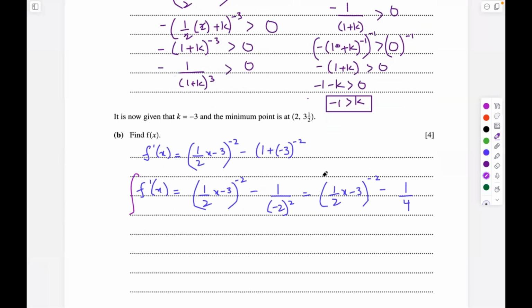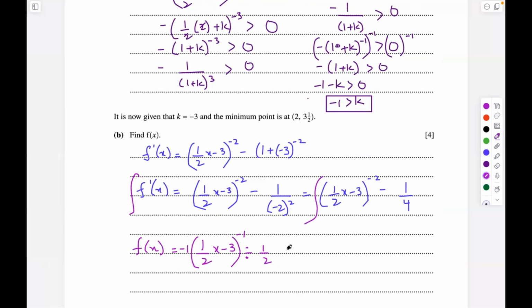So integrating both the sides, we'll get f of x equals integrating (half x minus 3) to the power minus 2. So we'll increase the power by 1, so that will become minus 1. We'll divide it by minus 1, so we'll have a negative sign up here. And we also have to divide it by the derivative of half x minus 3, which is 1 upon 2.